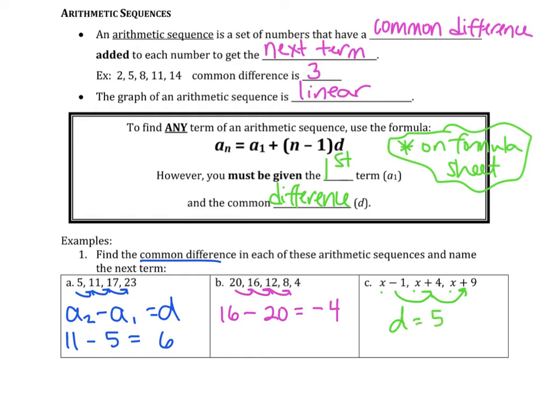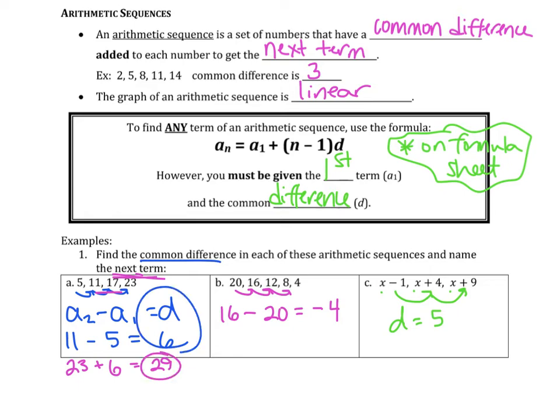Now, I apologize, but I need to go back because I actually didn't answer the second part of the question. The second part of the question here said, and state the next term. So, what would the next term be in this first example? Well, I left off on 23, and if I wanted to find the next term, I would take 23 and add 6, which would be 29. So my common difference was 6, and my next term is 29.